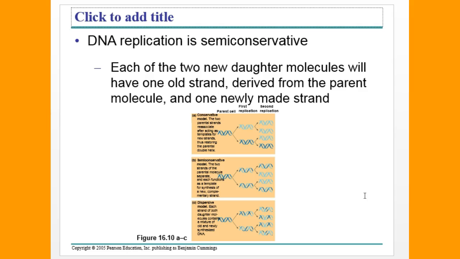Alright, DNA replication is semi-conservative. Each of the 2 new daughter molecules will have 1 old strand derived from the parent molecule and 1 newly made strand. So it is semi-conservative because it conserves half of those base pairs from the parent strand in each of the new strands created.